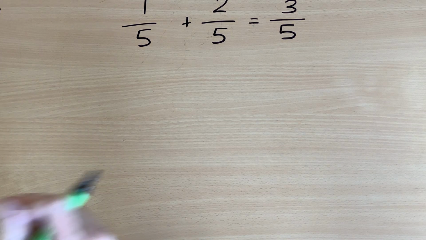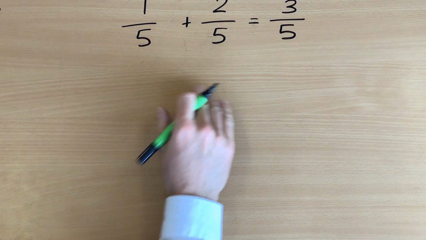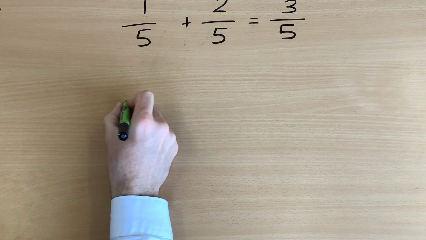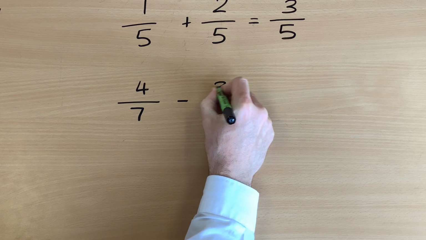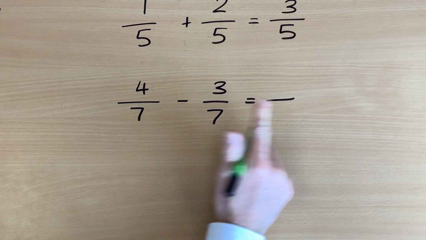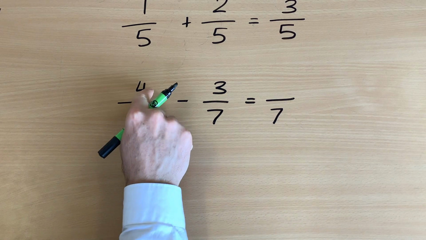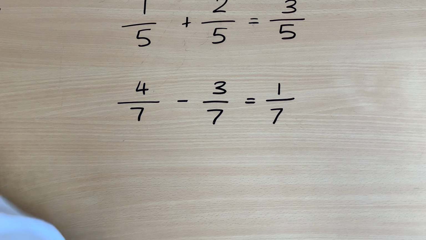This works exactly the same for subtraction. So if the denominators are the same, then I can simply subtract the numerators. So for instance, if I had 4/7, subtract 3/7, because the denominators are the same, we're going to have 4 subtract 3 makes 1/7.